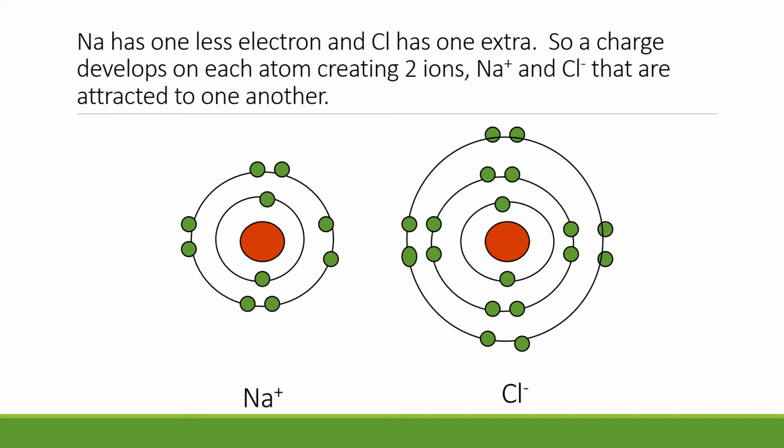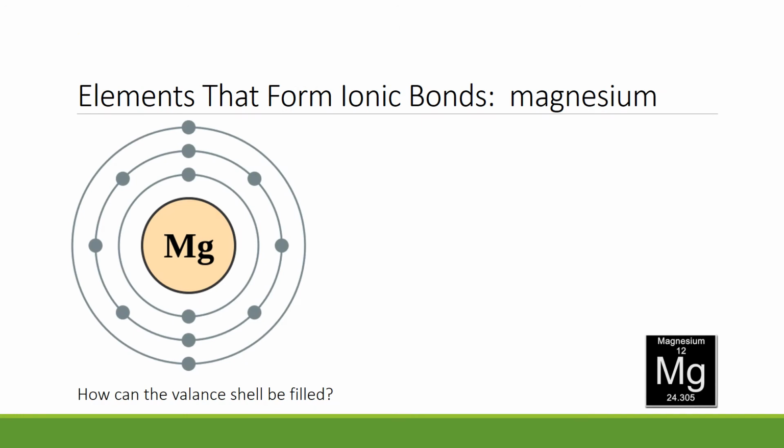Remember that magnesium does not have a full outer shell, and so we want to be able to fill the valence shell somehow. Based on what we just did, what do you think we might do in order to have a full valence shell for magnesium?